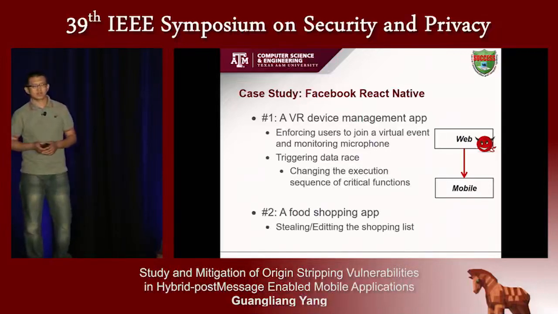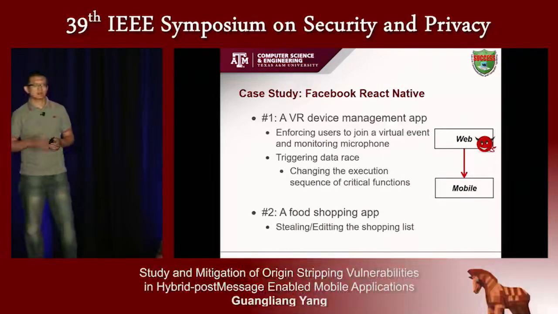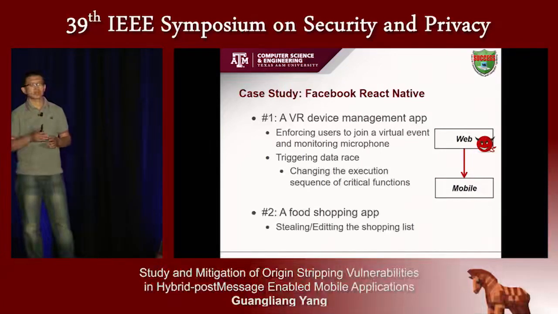An attacker can also trigger some data race to crash the app. It is done by sending some special commands from the web to the mobile platform, and changing the execution sequence of some critical functions. Finally, the data race is triggered, and the app is finally crashed.